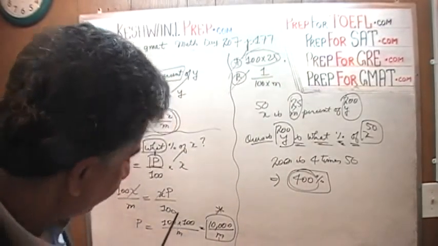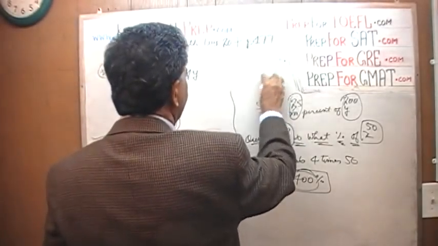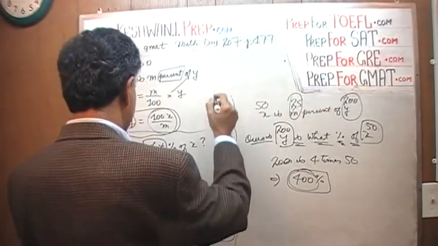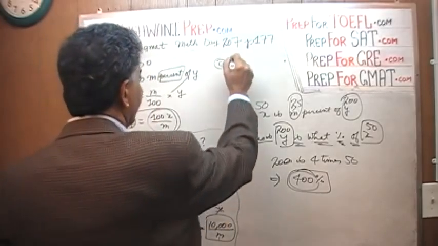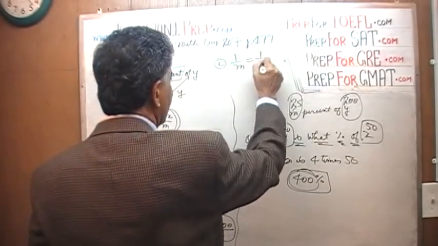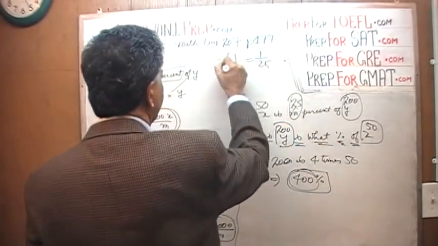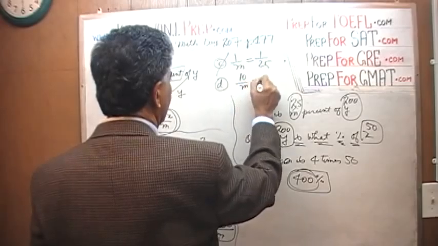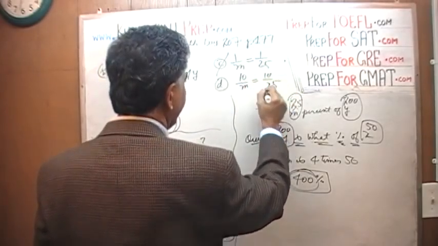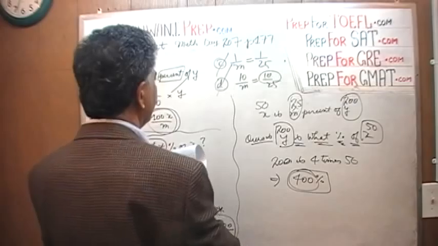Let's look at C. Answer choice C says 1 over m. That's definitely out. 1 over m would simply be 1 over 25. m is 25. That's not it. D says 10 over m. That's not going to help. 10 over 25. That's not it. We're looking for 400. That's not it.